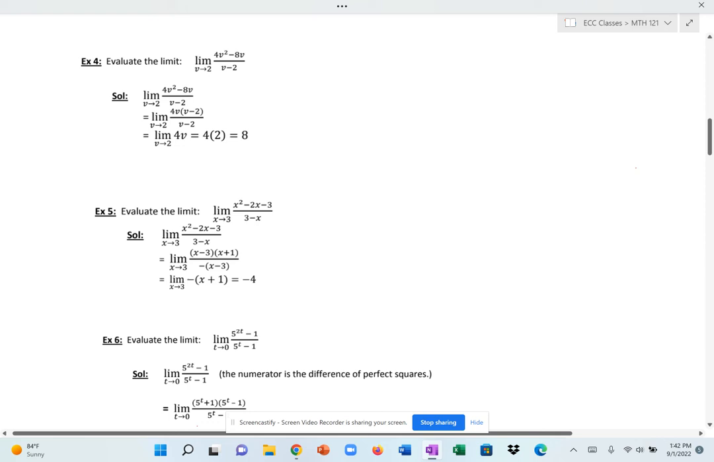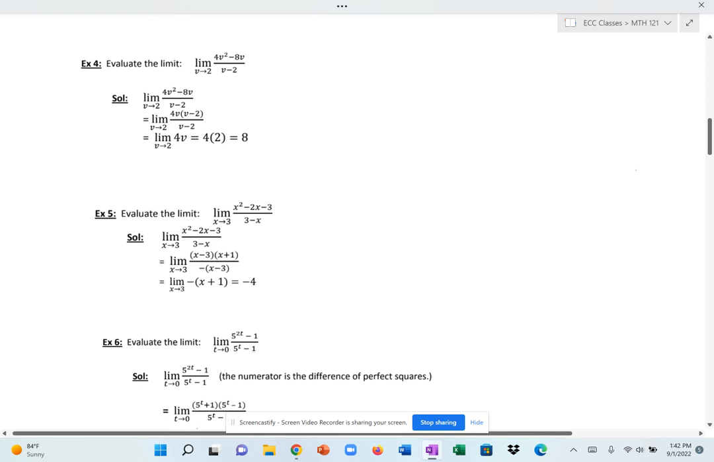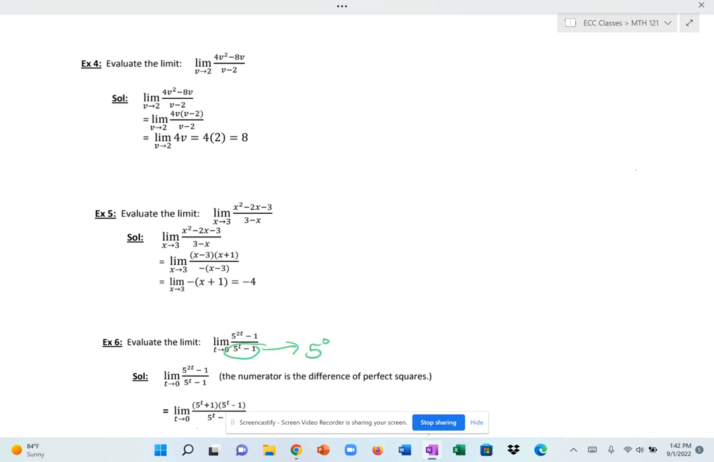Okay. Here's another one where we do need to factor, but it is a little bit different. They're not polynomials. I have exponential expressions in the numerator and the denominator. I have the limit as t approaches 0 of 5 to the 2t minus 1 divided by 5 to the t minus 1. Again, I can't just plug in 0 in here. If I did, I would have 5 to the 0 minus 1. 5 to the 0 is 1. And that would give me a 0 in the denominator.